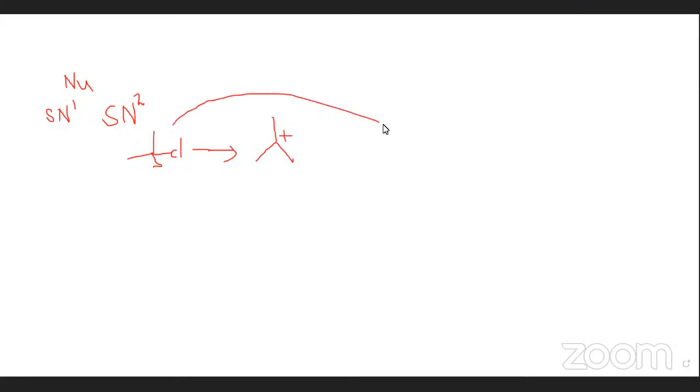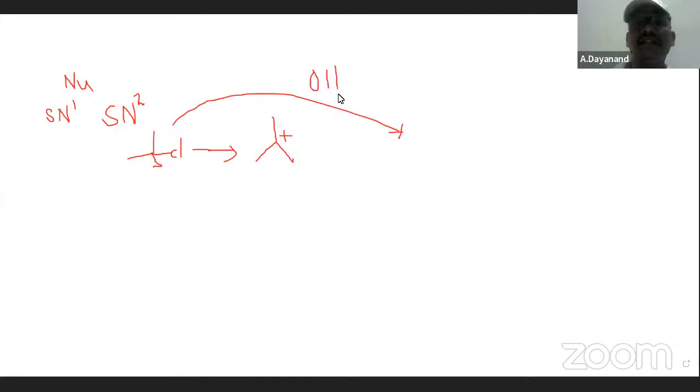And what is the product? The axial product, in the presence of OH minus, that is hydroxyl, the nucleophile, is going to be substituted. The Cl is going to be substituted by OH. This is the rate determining step. This is the slowest step. This is a slow step.